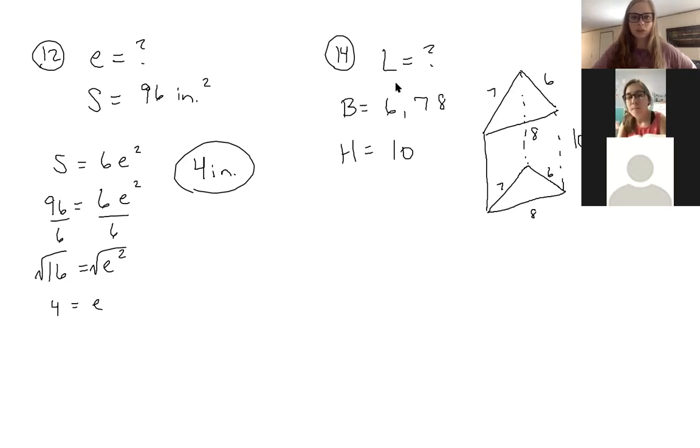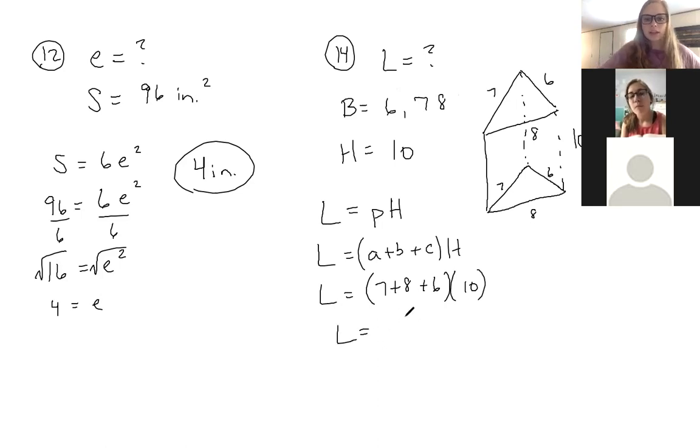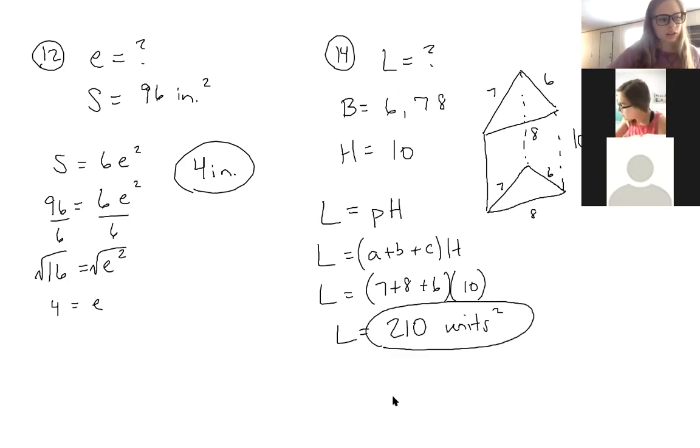All right, we're looking for the lateral surface area. Well, in order to find the lateral surface area, that's equivalent to the perimeter of the base times the height of the prism. The perimeter of the base is all 3 of the triangle sides added together times the height. So here we go, 7 plus 8 plus 6 times 10. My lateral surface area is going to be 210 square units. So if they don't give you specific units, you want to put square units there. 210 square units.